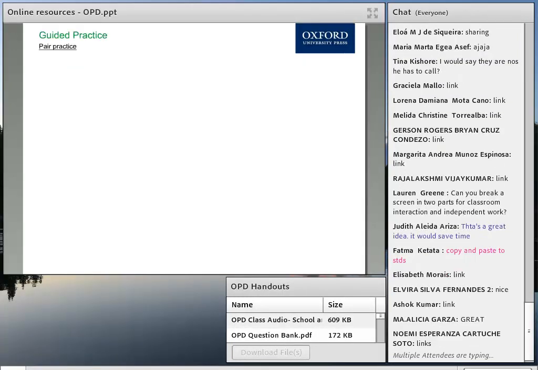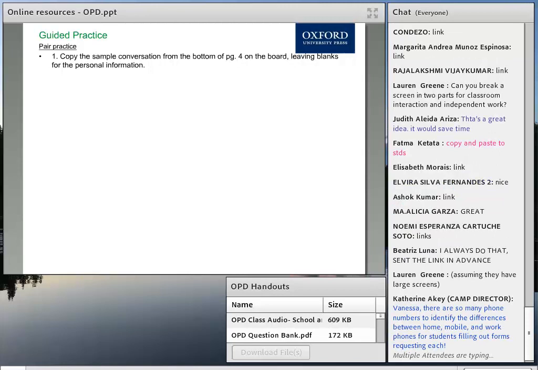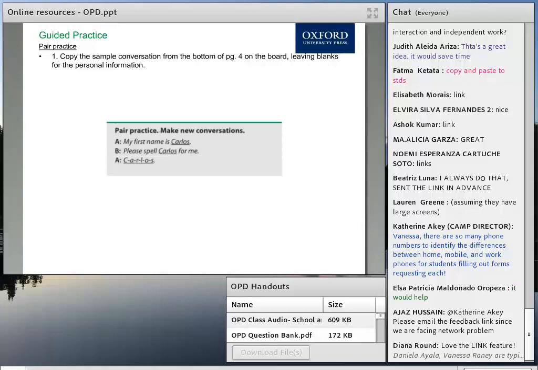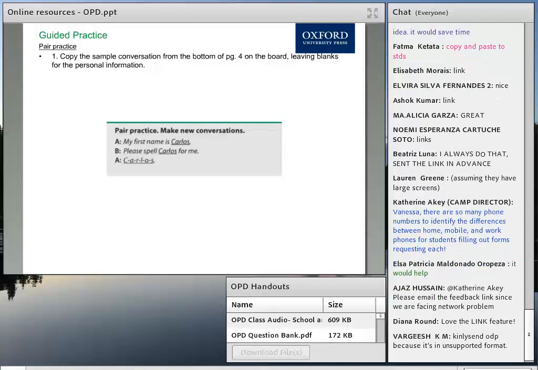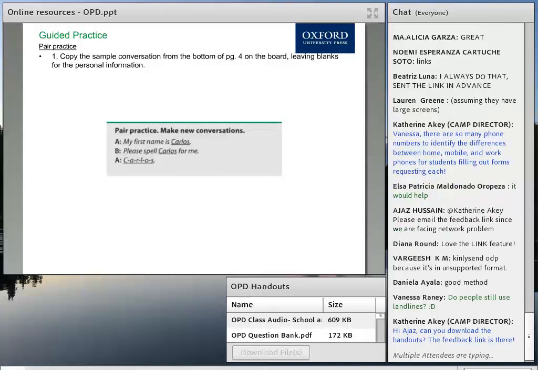So now let's move forward to the guided practice part. Copy the sample conversation from the bottom of page four on the board, leaving blanks for personal information. On the bottom of all the pages in the picture dictionary, we have either activities or point-of-use grammar notes signposted that students would need. For instance, on the next page for school, it's the difference between is and are. So for this one, you would want to copy the conversation. Here, my name is Carlos. Please spell Carlos for me.